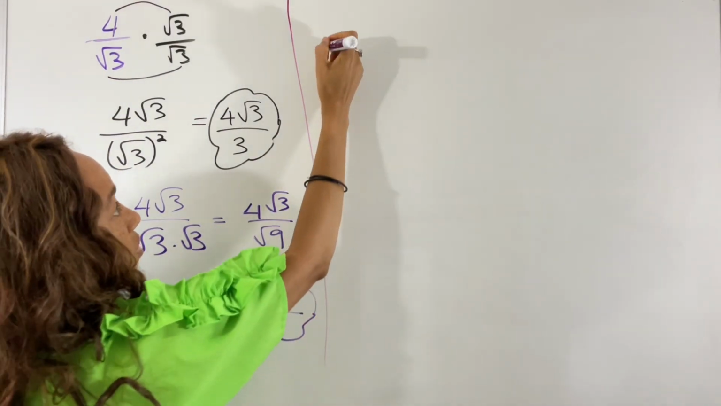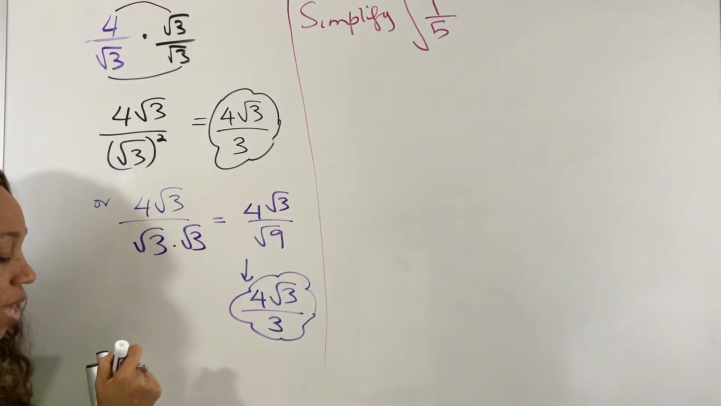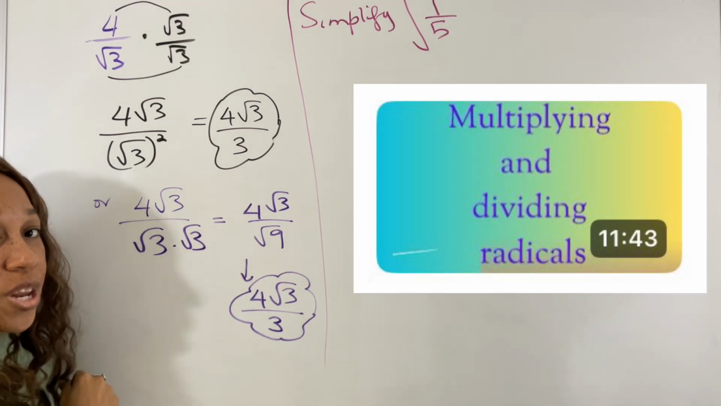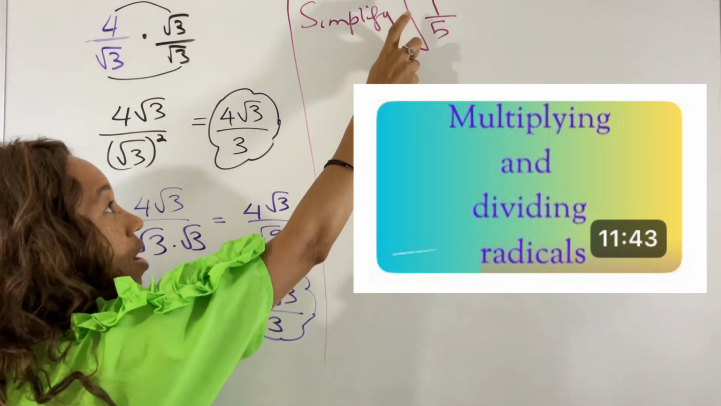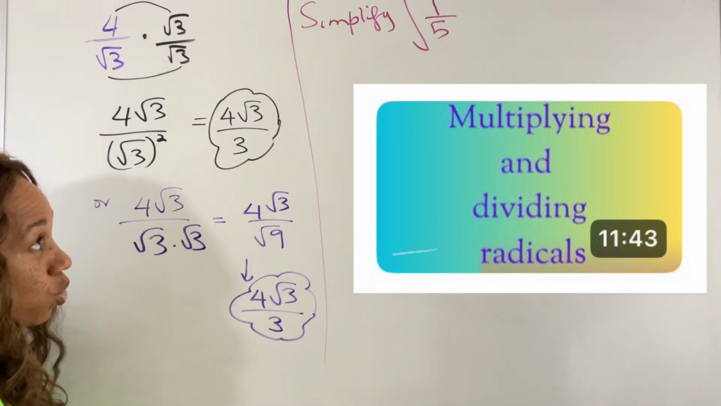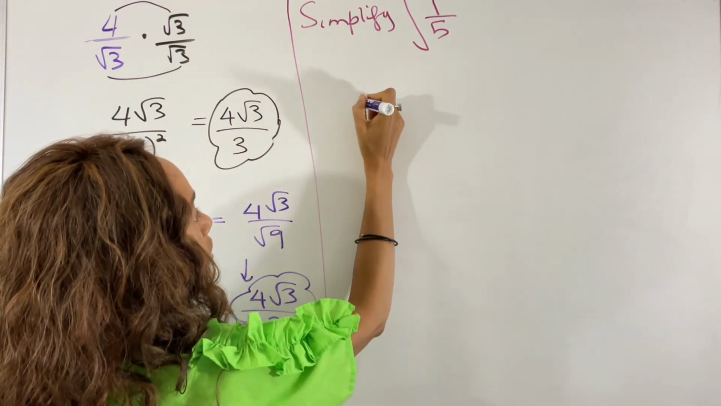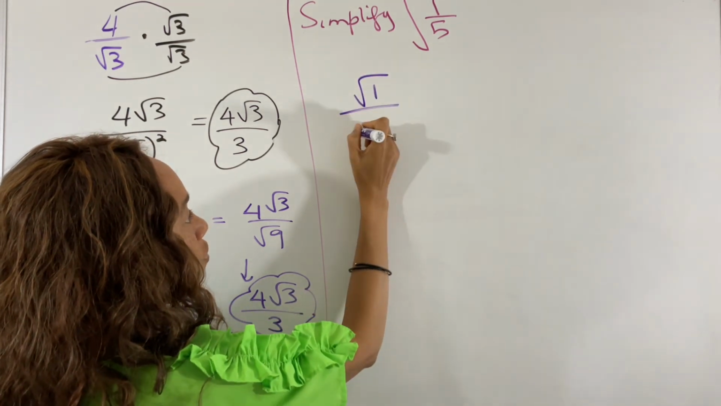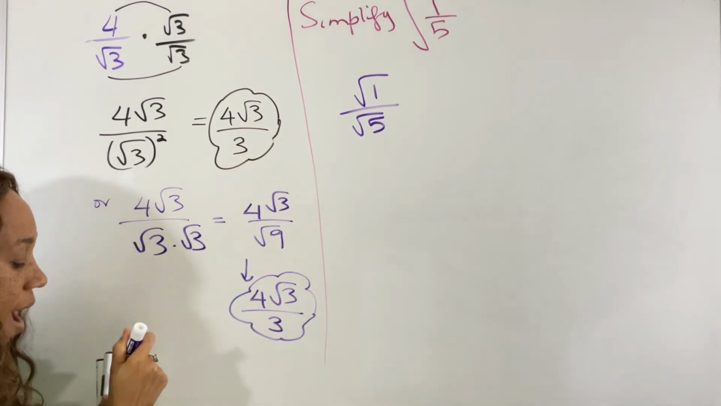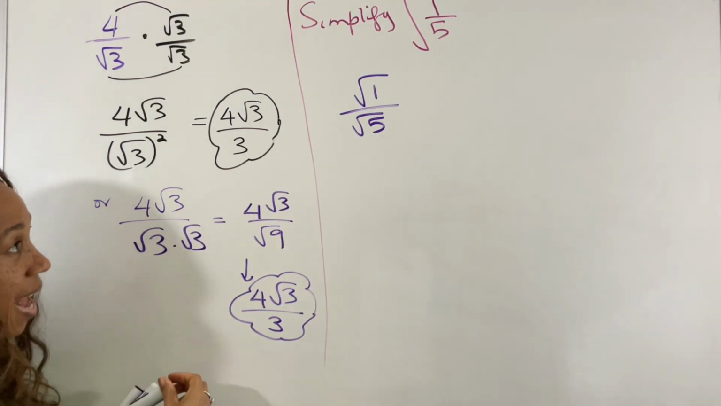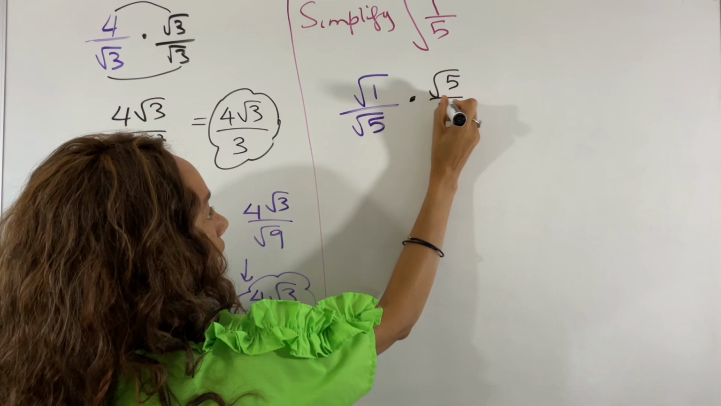The next example: you're going to simplify the square root of 1 over 5. There are rules to this, and you can go back and watch my video on multiplying and dividing radicals, where I talked about what to do when you have a fraction underneath the radical, and we are going to do it now. We break it up into radical 1 over radical 5. We still have a radical 5 in the denominator, so we have to rationalize that by multiplying by radical 5 over radical 5.